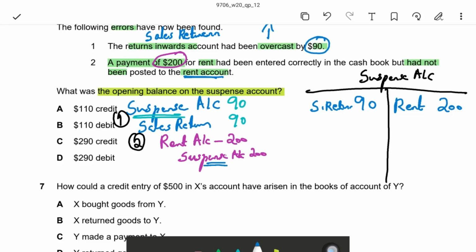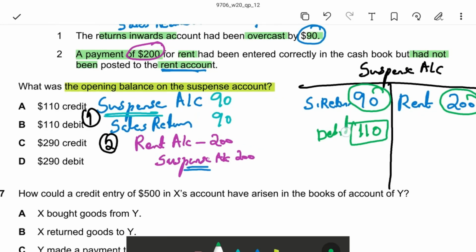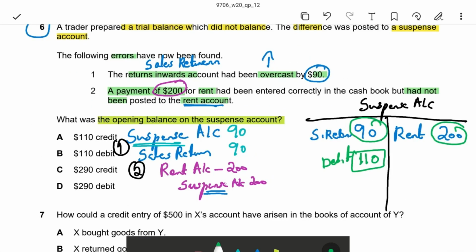So what will be the opening balance? The opening balance will be the difference between these two. 200 is on the credit side, 90 is on the debit side. So the difference is coming on the debit side, 110. So debit 110. So the correct option is B, debit 110.